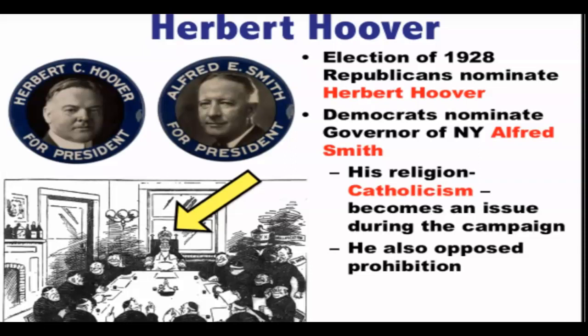Smith was also opposed to prohibition. Remember, the 1920s, this is the decade of prohibition. This is a decade when the temperance movement finally was able to add an amendment to the Constitution, the 18th Amendment, that banned the sale, manufacturing, distribution, and transportation of alcohol, known as prohibition.